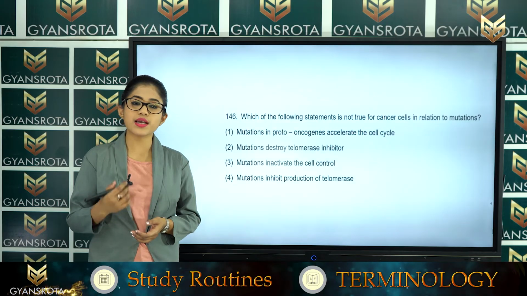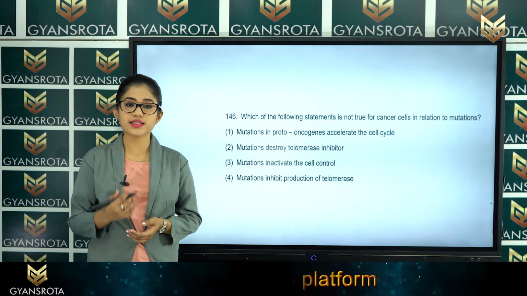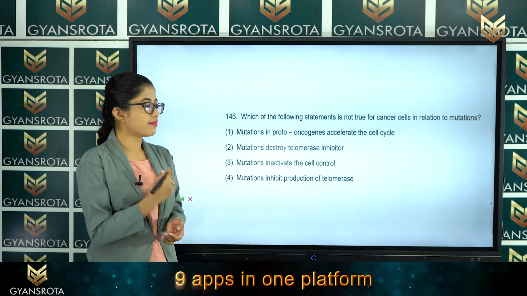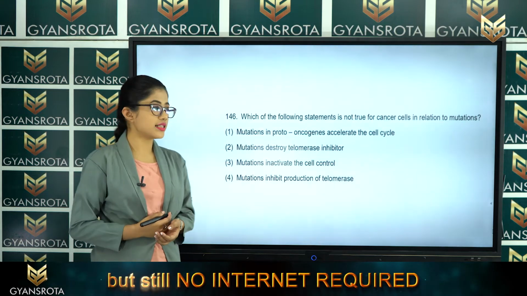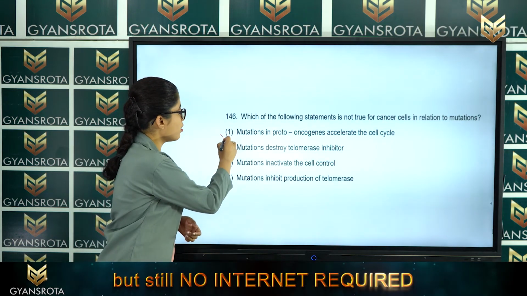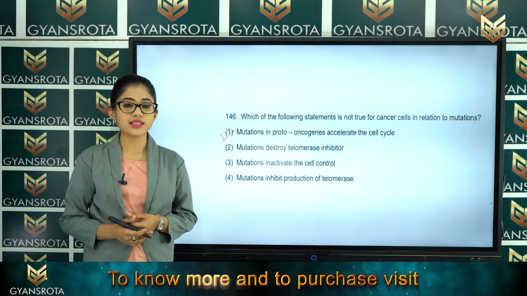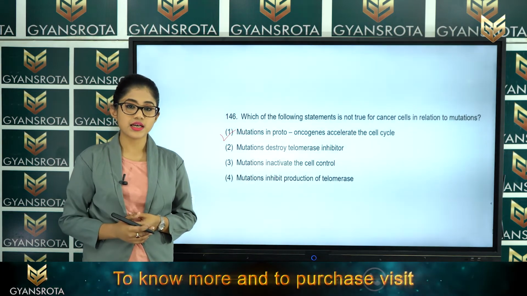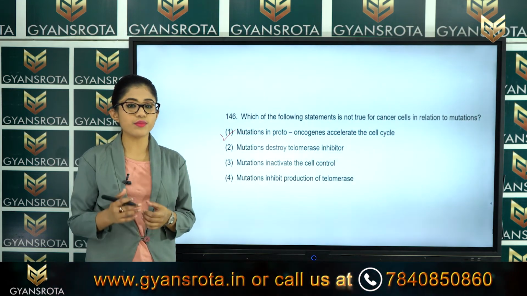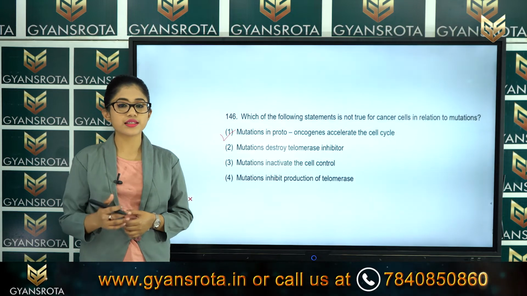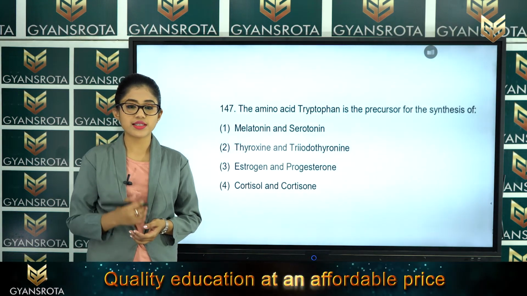So, in the chapter Human Health and Disease, in the last topic we have discussed the cancerous cell. So, which among them is incorrectly written or is not true? That is option number 1. Here it states that mutations in proto-oncogenes accelerate the cell cycle. So, that is not true for cancer cells in relation to mutation. Now, let us see the next question. The next question is question number 147.